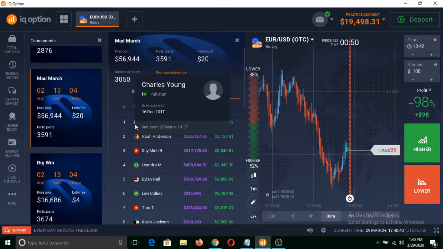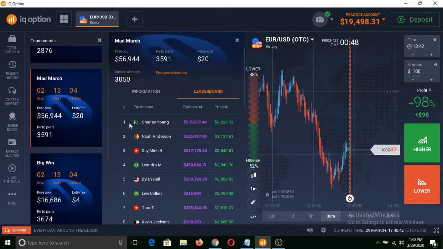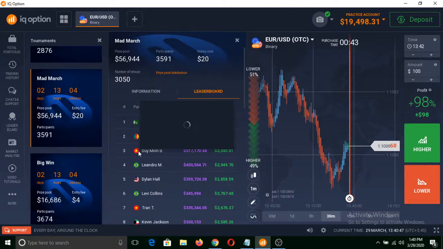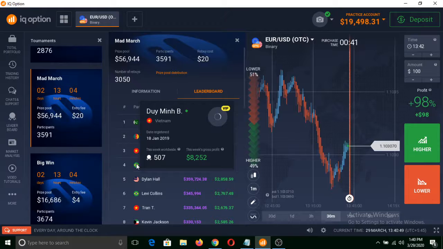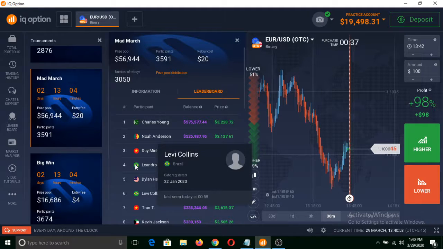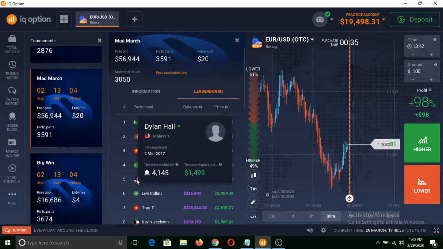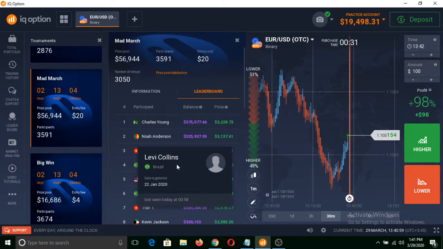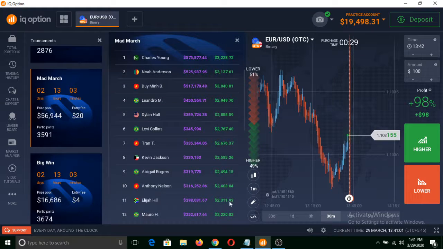So here is someone from Pakistan in first position. In second, it is from Cameroon. In third, from Vietnam. In fourth, it is from Brazil. And in fifth, it is from Malaysia. In sixth, it is from Brazil. So you can also be in this list and win real fund which you can withdraw from this platform.